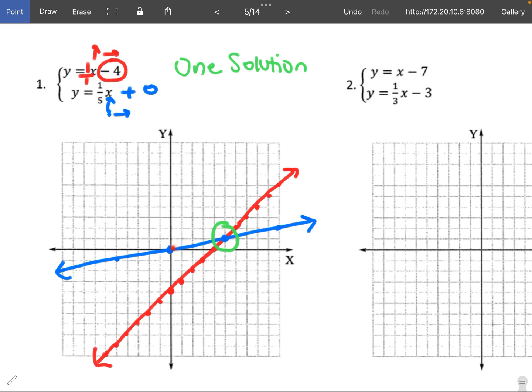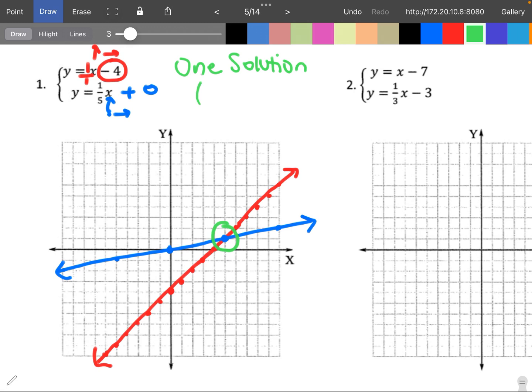So starting at the origin here, that would be 1, 2, 3, 4, 5. So positive 5, and then up would be positive 1. So the one solution that there is 5, 1. That's the solution. This comes from the x-axis and the y-axis. So if that's helpful, you can put that on there.